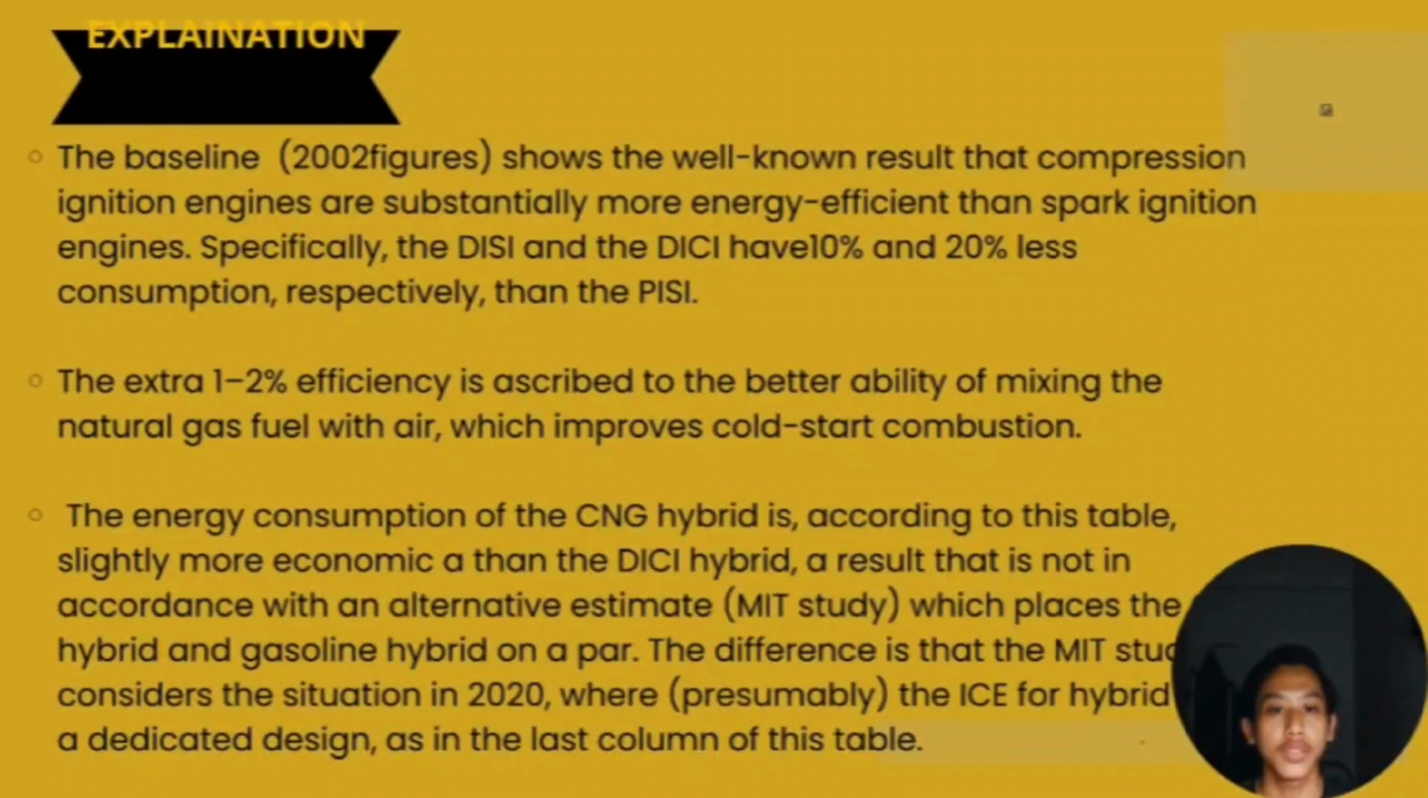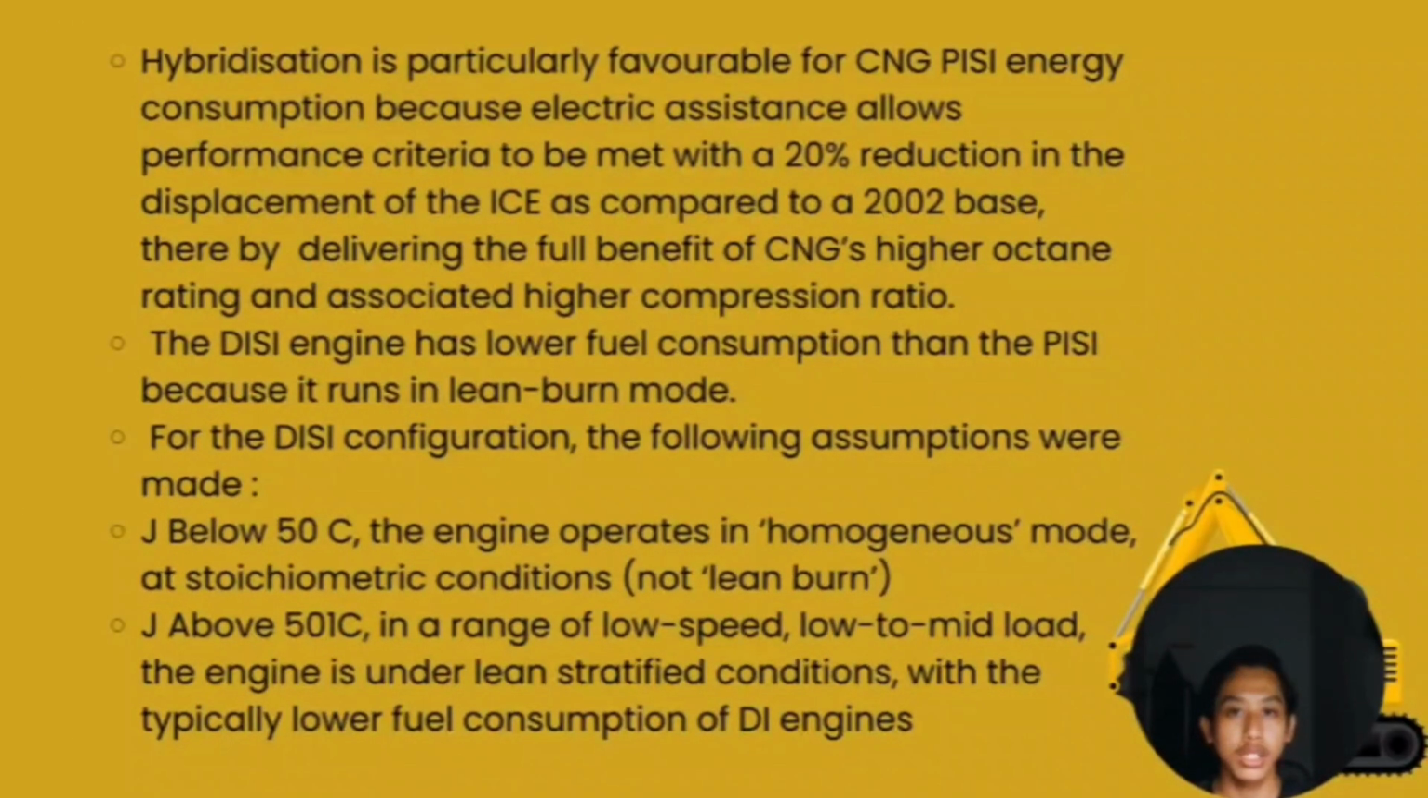The differences in the study: CNG considered the situation in 2020, where the ICE hybridization uses a dedicated design, as in the last column of the table. Hybridization is particularly favorable for CNG PSI energy consumption because electric assistance allows performance criteria to be met with a 20% reduction in the displacement of the ICE as compared to the 2002 base, thereby delivering the full benefit of CNG's higher octane rating and associated higher compression ratio.